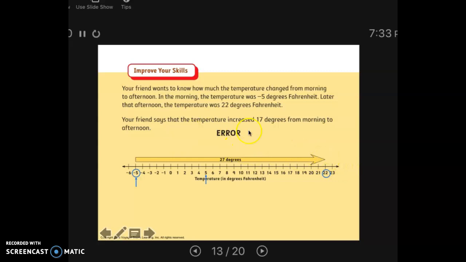Your friend started at 5 instead of -5. The temperature increased 27 degrees from morning to afternoon. This is the correct answer. This is a common error that students make. It's important to watch out for this error and what the question is really asking. It's easier to put this on a number line and actually get the correct answer.